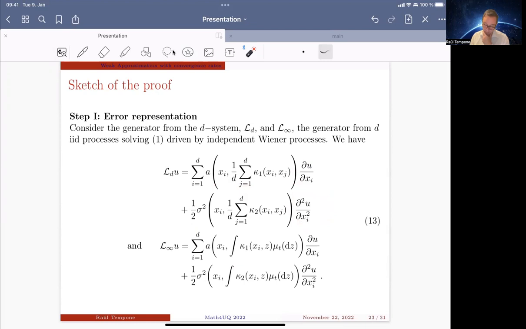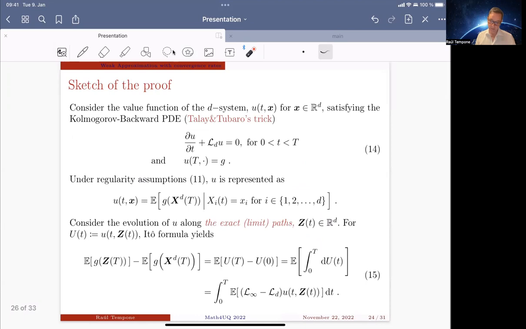In this case, though, when you have the system with infinite size, each of the particles doesn't see the other particles, but the law. So this Xi is going to be integrated against this dummy variable z and the given law here. And of course, you get the same derivatives here, the same derivatives there. So once we understand that, we can go to the next step, which is the error representation per se.